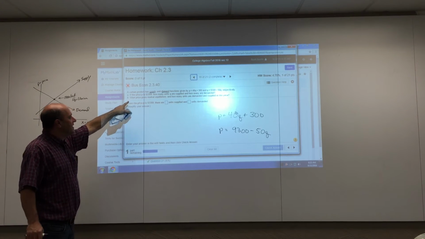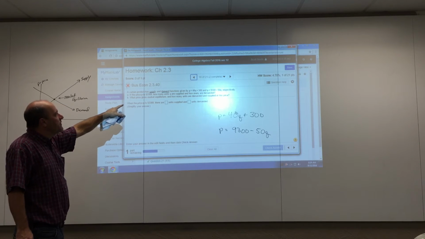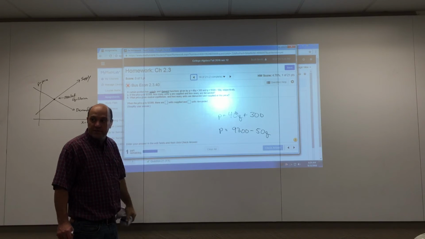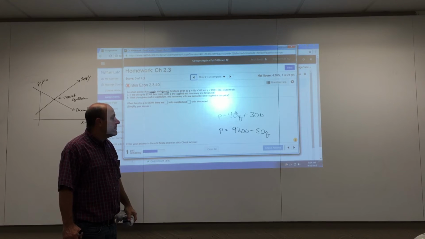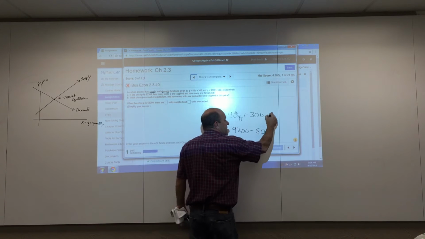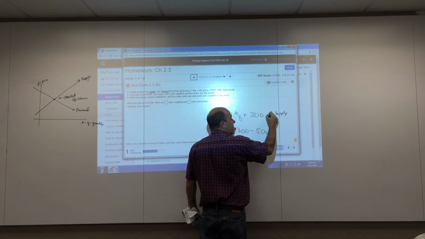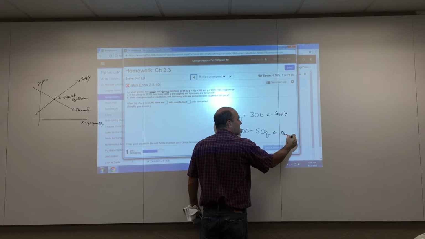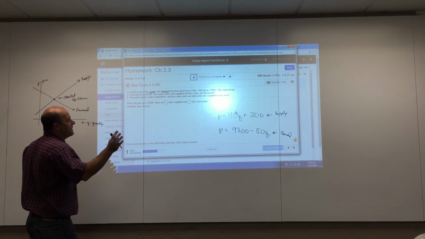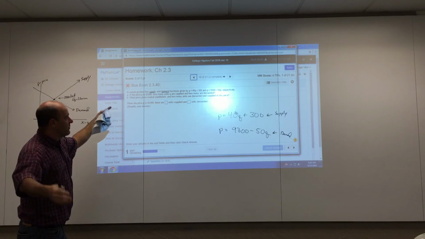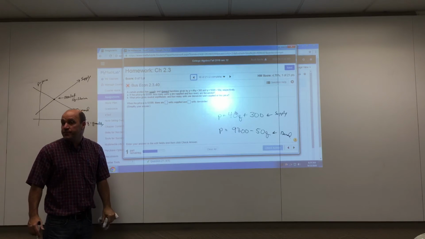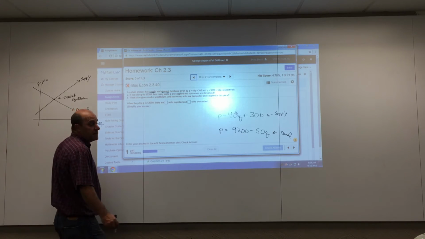Then this is a cool question. If the price is 3,300, how many units are supplied and how many are demanded? It helps to keep these separate. One of them's supply and one of them's demand. This is not part B. This is not about market equilibrium. This is a part A question, which is, if the price is $3,300, just find Q for both of them.